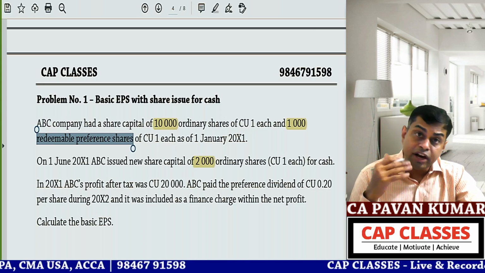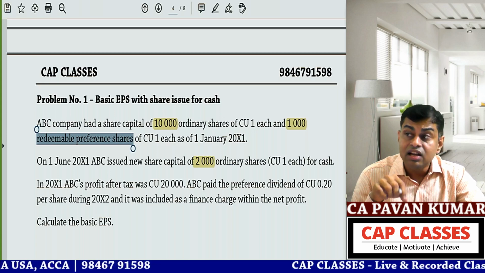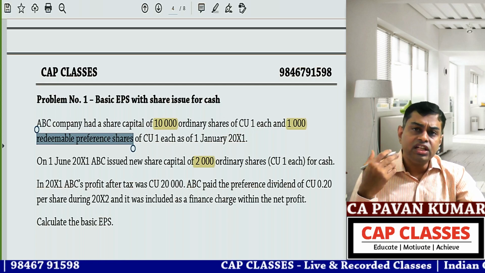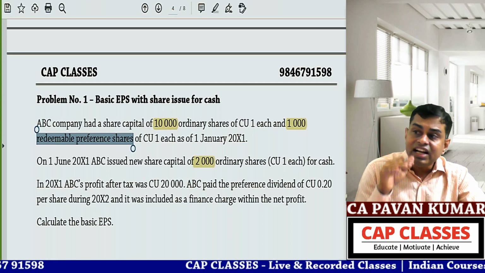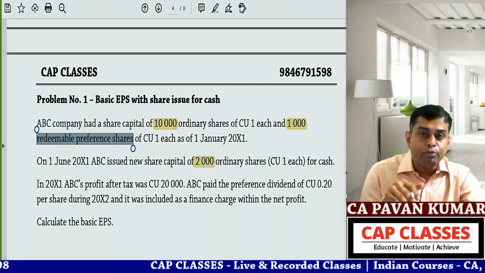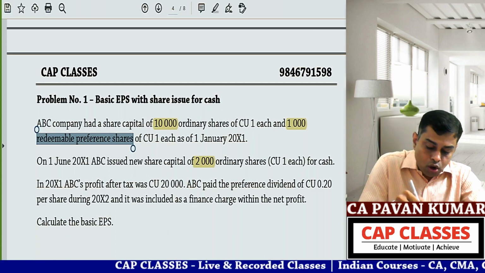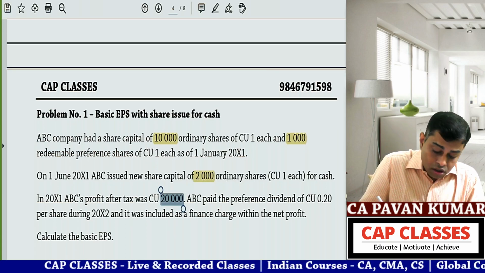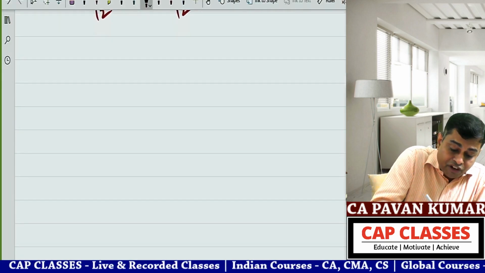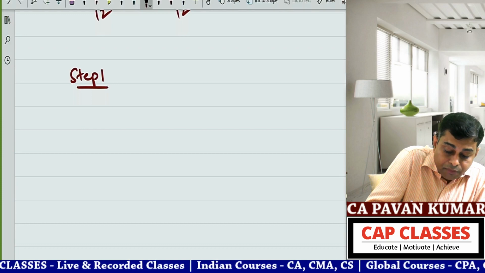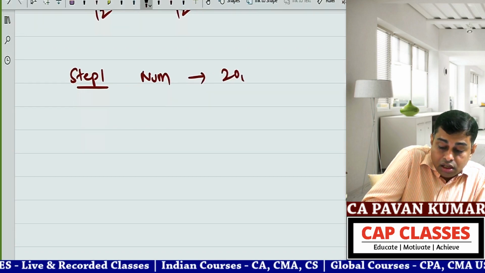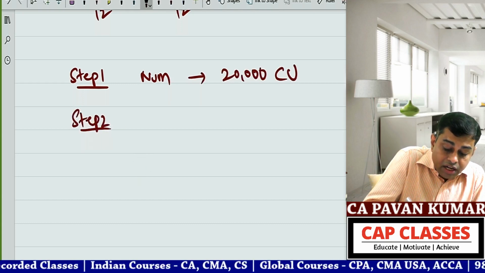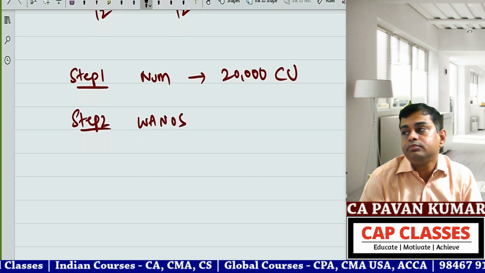In financial instruments, I'll explain you. But here what you need to understand, these preference shares are a kind of loan, debt instrument. So obviously dividend paid on them will be finance charge. That means interest. So while calculating your profit, you have already subtracted that. So out of this 20,000, no adjustment need to be done. Okay. So they are asking you to calculate basic EPS. So step 1, numerator: 20,000 currency units. Step 2, weighted average number of ordinary shares.